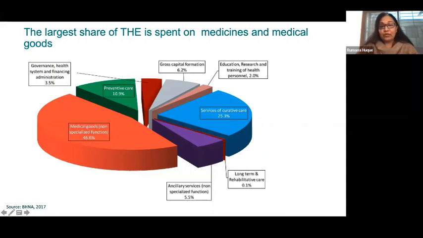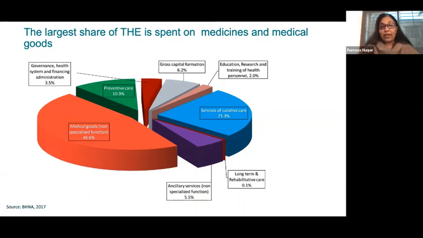Then, as I was saying, where do we spend this total health expenditure? So we can see that around 47% of the total health expenditure is spent on medicine or medical goods, 47%. And then around 11% is spent on preventive care, and 25% is services of curative care. Long-term and rehabilitative care, only 0.1%.